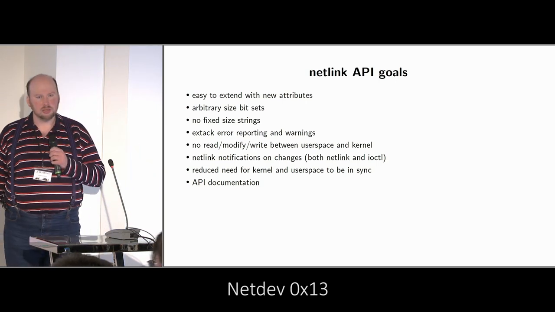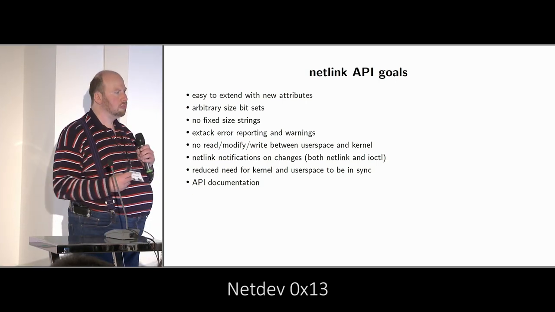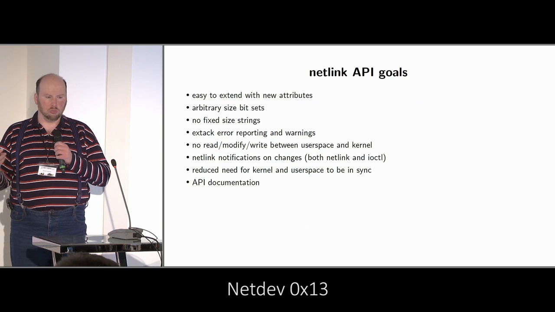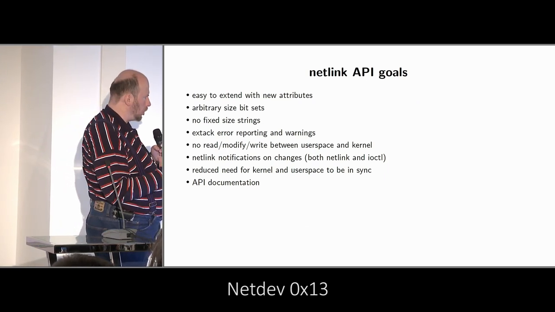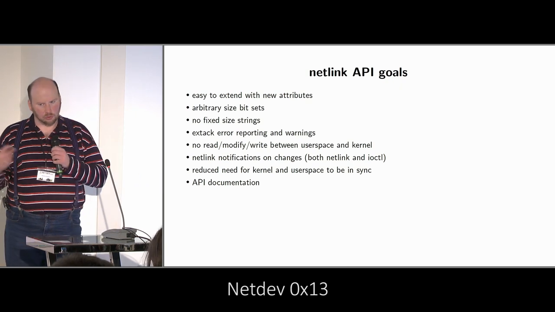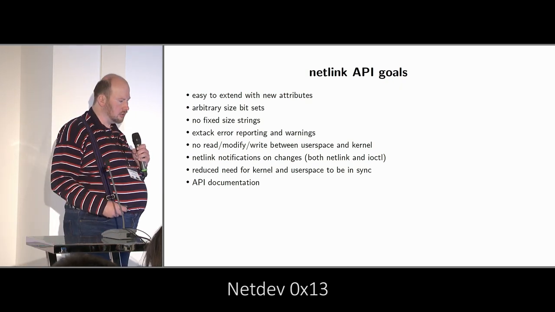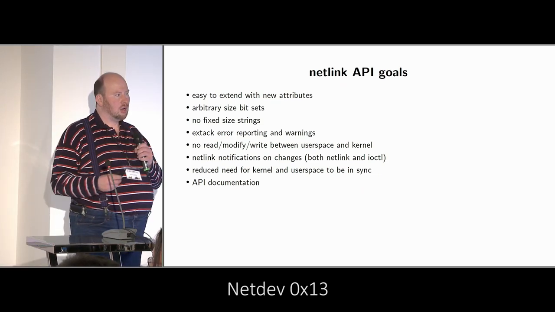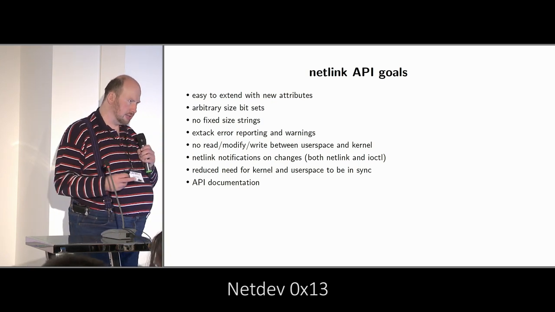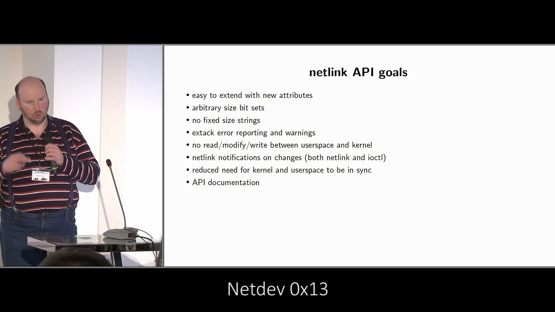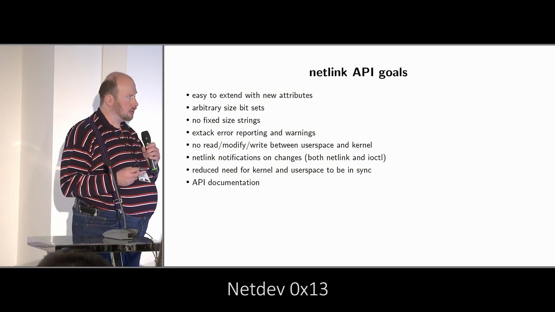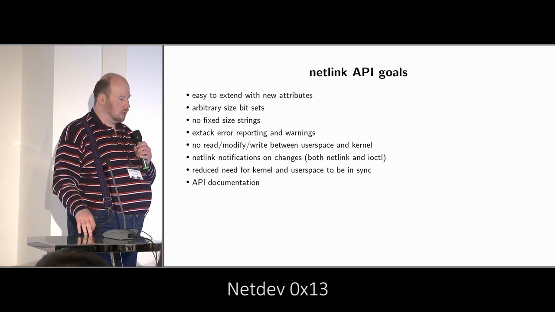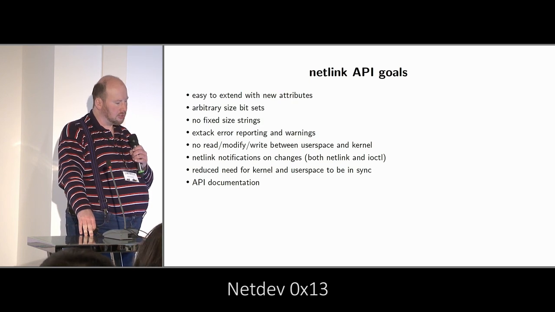We have notifications. That's another problem we had with ioctl. If you are using things like ip monitor or other tools, you are monitoring events and what is changing in the system. One of the new things in this new Netlink API is that it allows notifications on changes, both on changes done via the Netlink interface and changes done via the old ioctl interface. In some cases, like say netdev features, it's also on changes done by other tools or other interfaces.